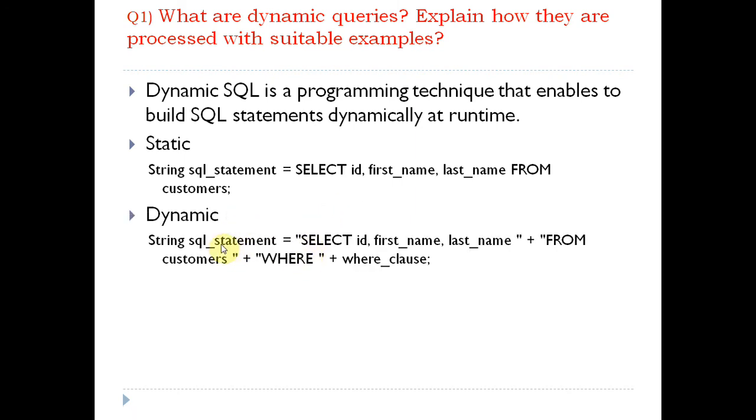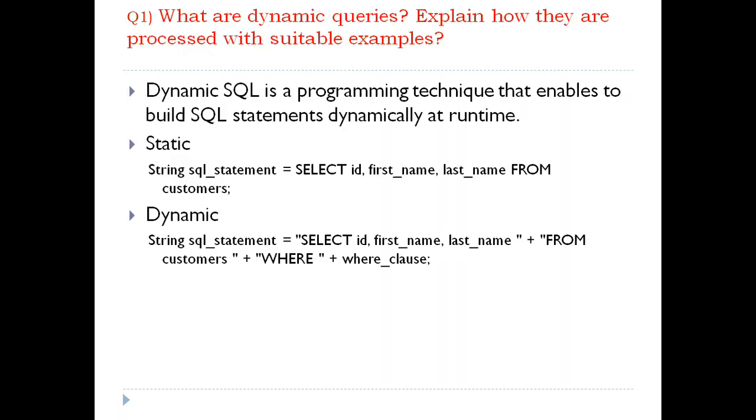But in the case of a dynamic query, here we can see the SQL statement is again a select statement: ID, first name, last name from customer table, plus we have to add one more specification for the row which has to be selected. Okay, so that specification can be given as a where clause. So we have to select from customers where it depends upon this condition. Okay, so this where clause is a variable, and we can enter the value of this where clause at the time of execution. This type of query is called a dynamic query.